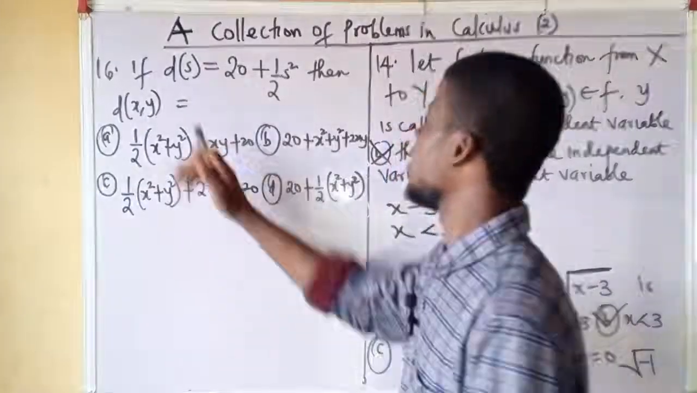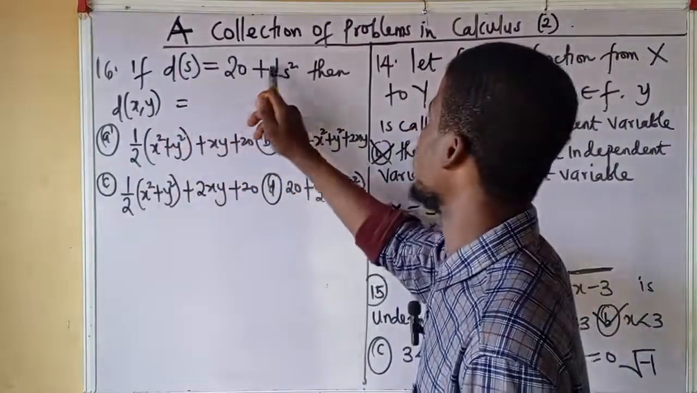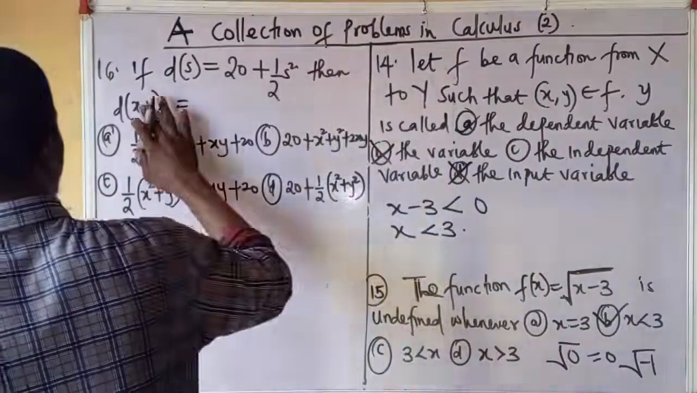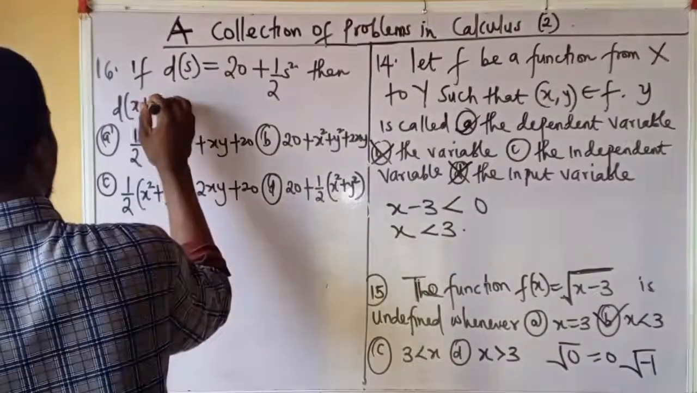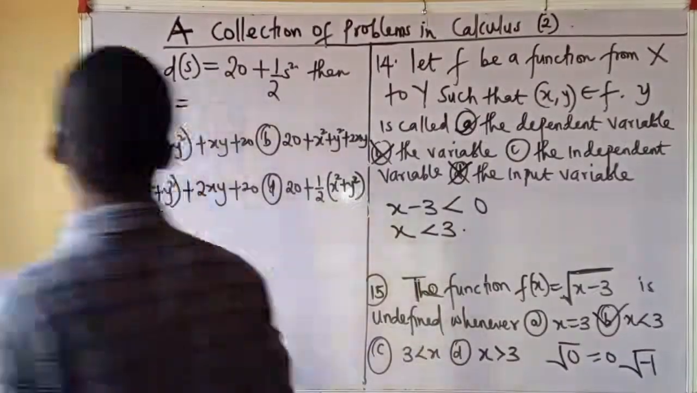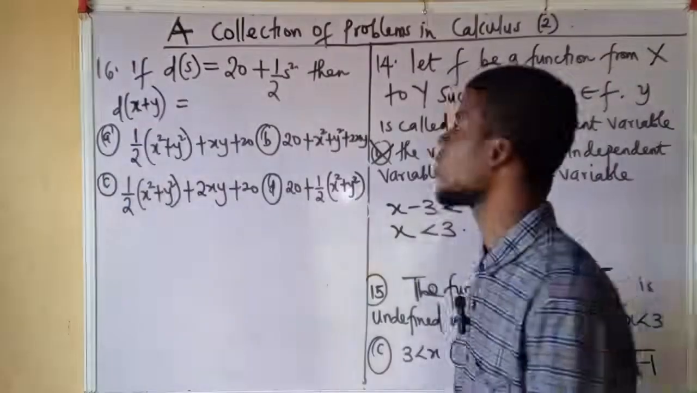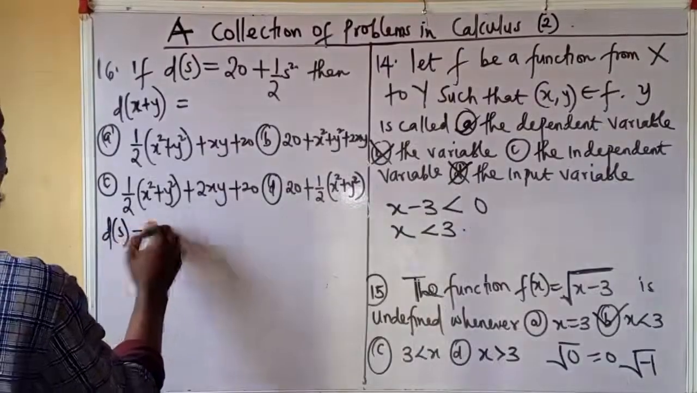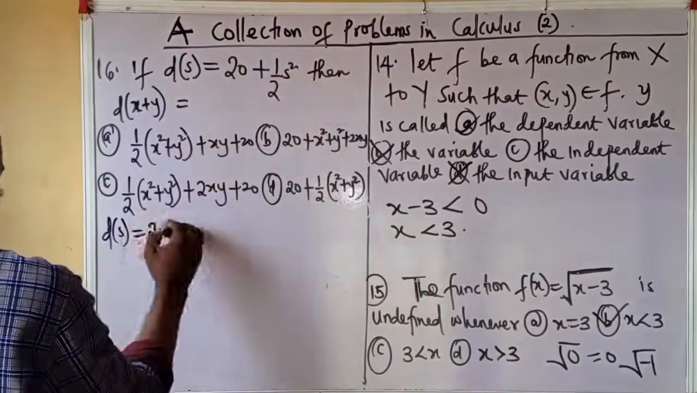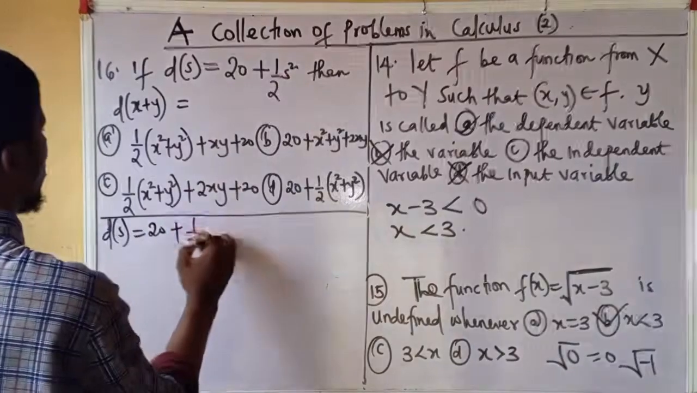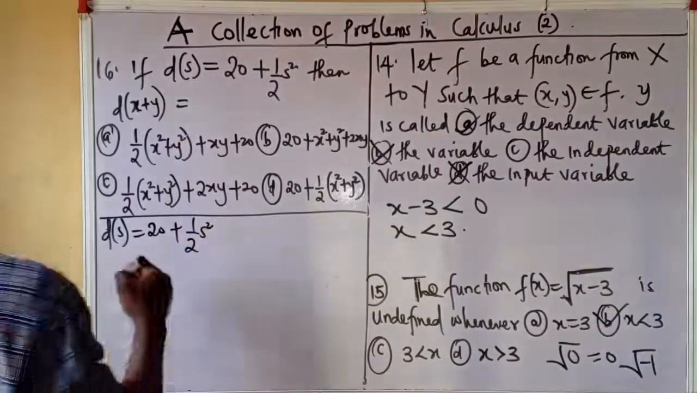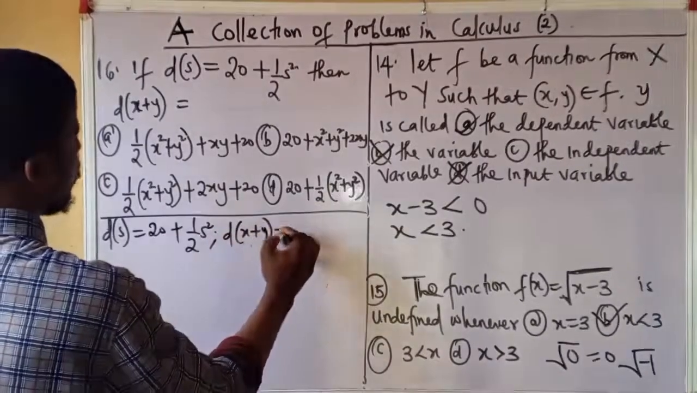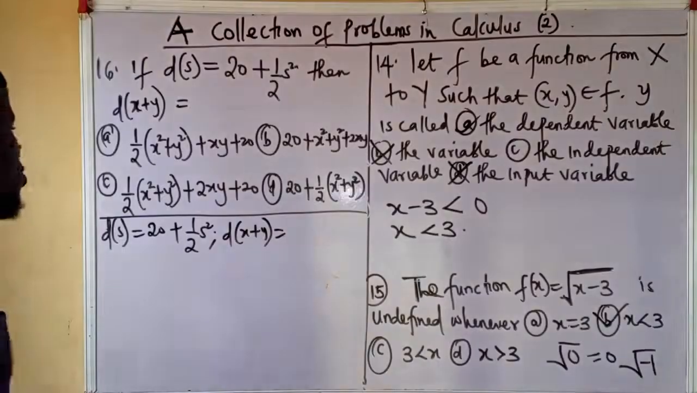Question 16. If d of x is equal to 20 plus 1/2 into x squared, then what is d of x plus y? They've given us a function already, which is d of x equal to 20 plus 1/2 into x squared. So what will be d of x plus y? D of x plus y will be, anywhere I see x, I'll just write x plus y, squared.